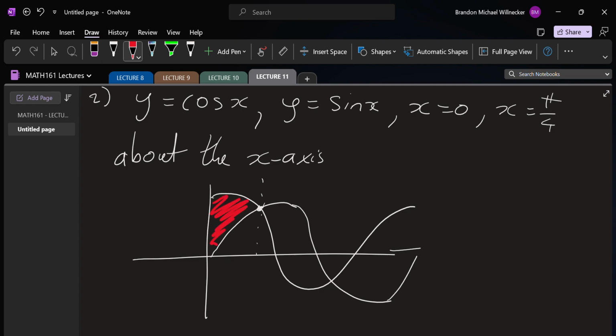Okay, right? Because at pi over 4, we know that sine and cosine are equal. So it must be up to that first intersection point. Everything after that intersection point, we're not interested in. So the region we're interested in is just the red part over there. The rest of it, you don't shade in. We're not interested in that. And this is being rotated around the x-axis.